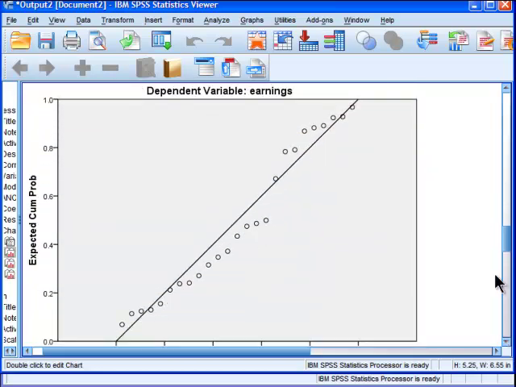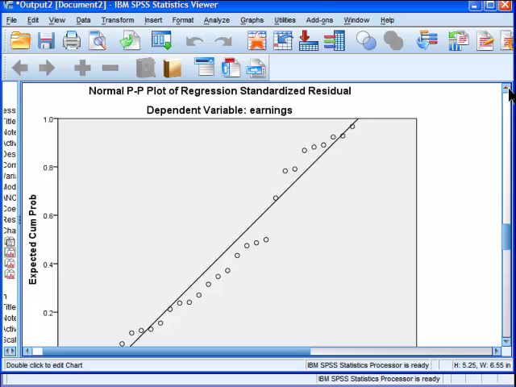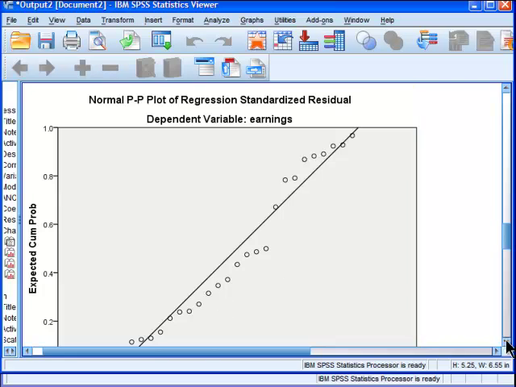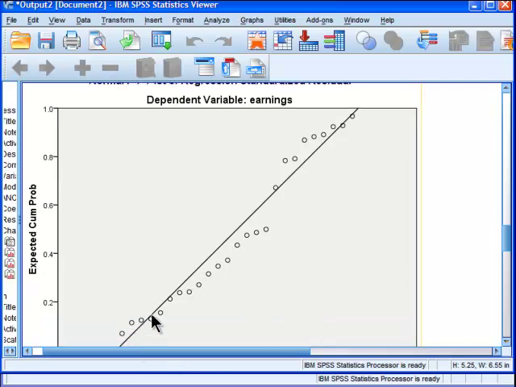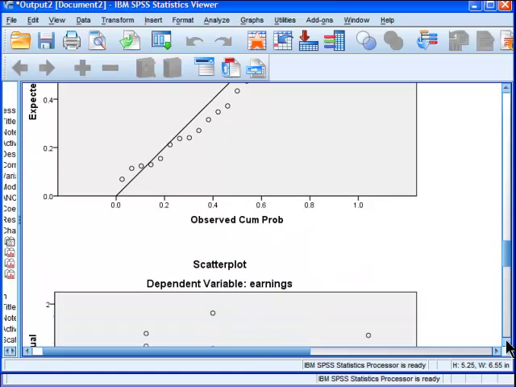Here we have the normal PP plots from SPSS. What we want to see here is we get the regression line automatically, and we want to see that our values are roughly hovering, shouldering or straddling the regression line here. And overall, with a sample size of 25, I'd say that looks pretty good.